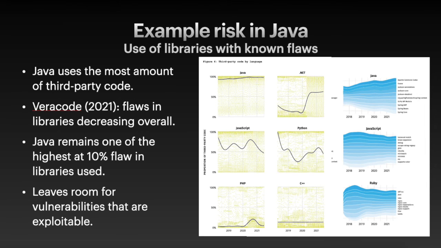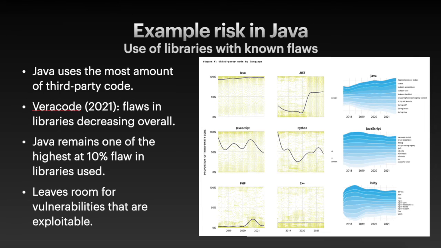An example risk in Java is using libraries with known flaws. Veracode's report here shows that Java uses the most amount of third-party code and shows that libraries in Java that are commonly used are increasing over time. They do say that flaws in libraries are decreasing overall across all languages. However, Java remains one of the highest at around 10% of libraries being used having flaws.